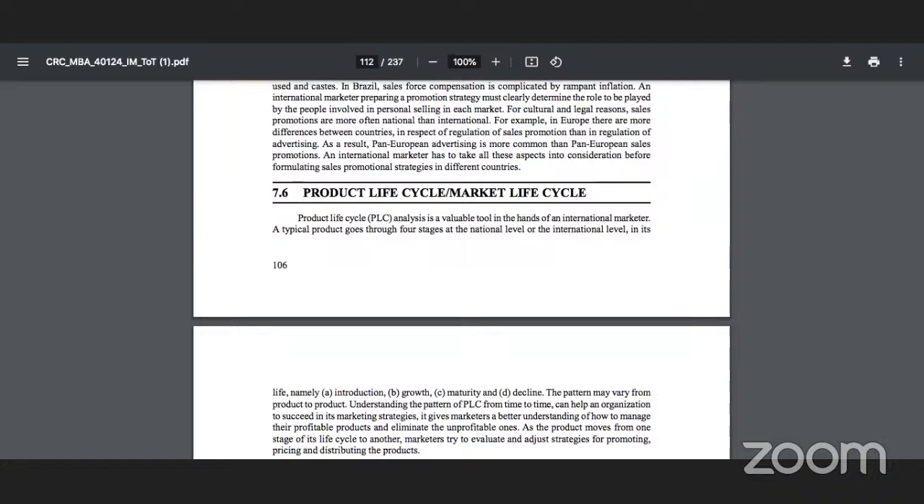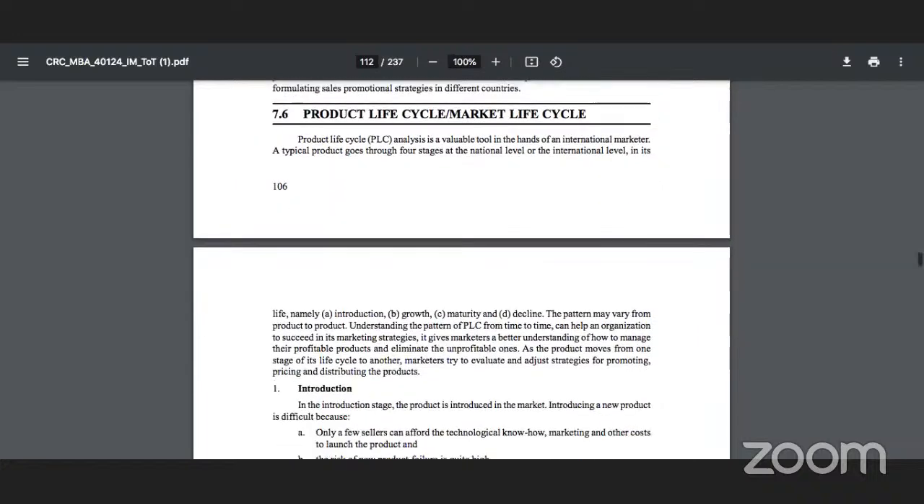As a result, pan European advertising is more common than pan European sales promotion. So, an international marketer has to take all these aspects into consideration before formulating strategies for promotion.